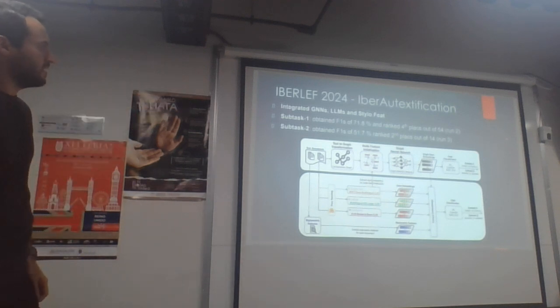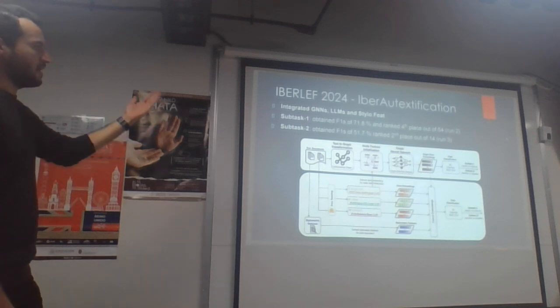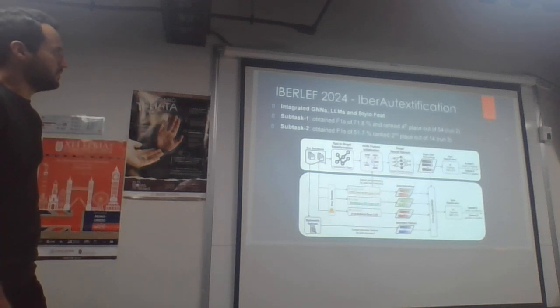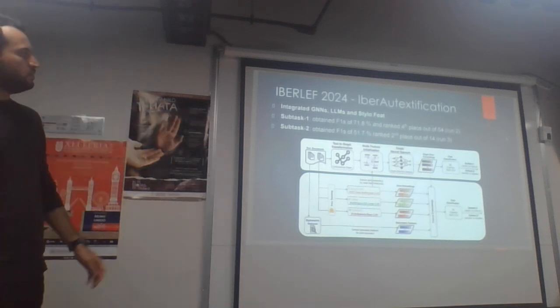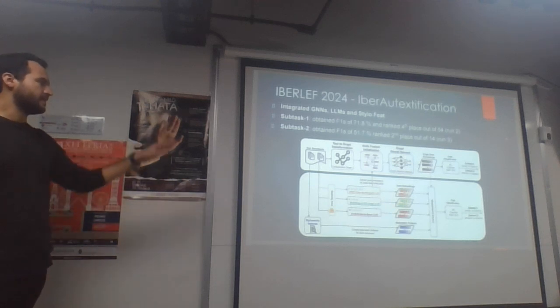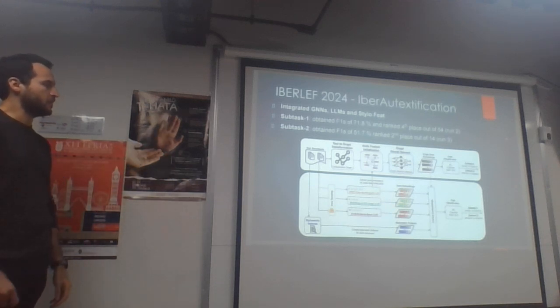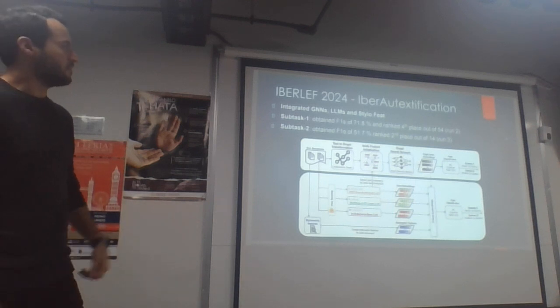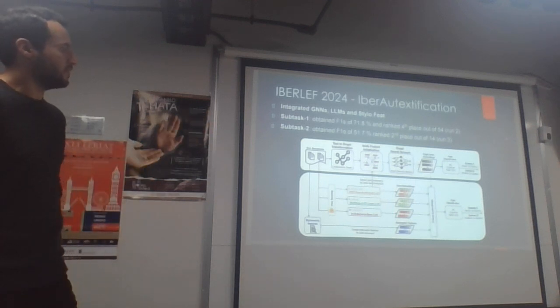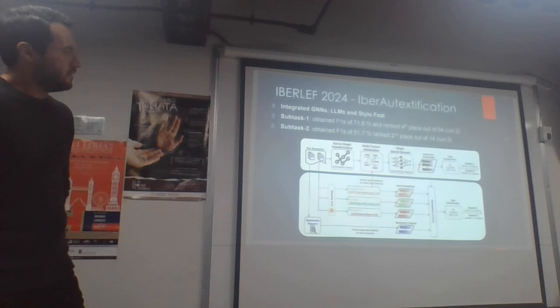There we obtained an F1 score of 71.8, and we ranked fourth place out of 54. And for subtask 2, the multi-class classification approach, we obtained 51% F1 score and ranked second place out of 14. And the next one, please.